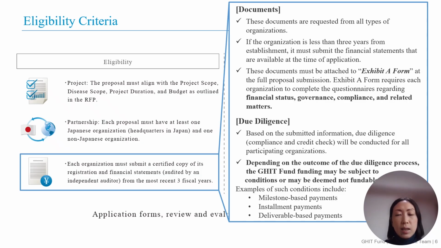Each of the organizations must also complete the Exhibit A form, which includes questions regarding financial status, governance, and compliance. All the mentioned documents are mandatory for all partners, regardless of the organization type. Academic institutions also need to submit all the required documents, since GHIT will conduct due diligence based on the submitted information. Depending on the outcome, your proposal may be subjected to funding conditions or may be deemed ineligible.